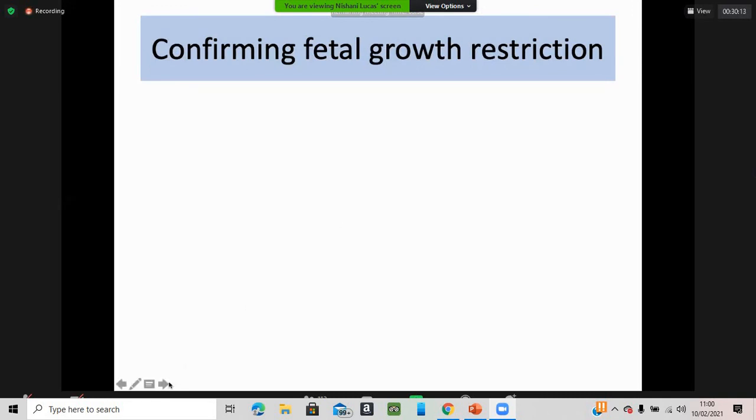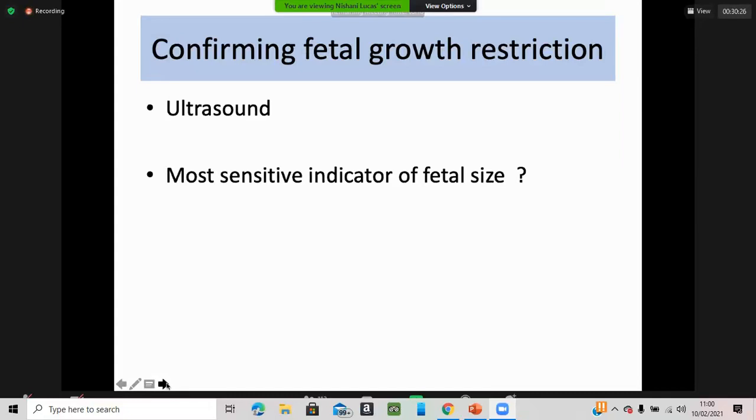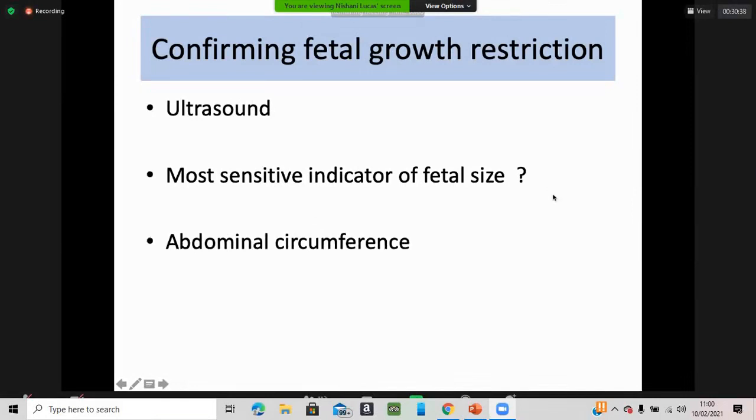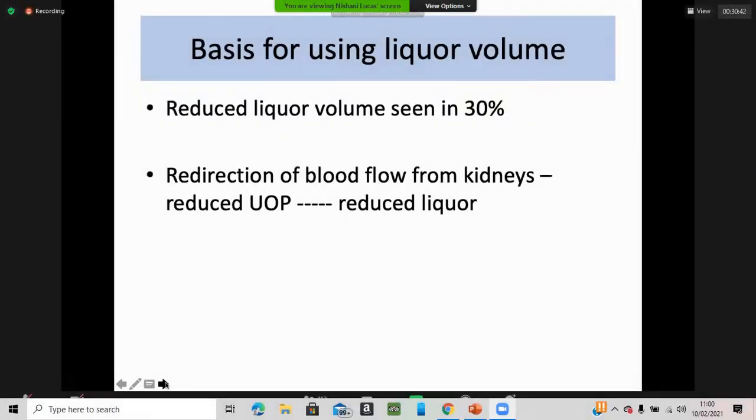So not your routine mid-T scan or your dating scan. You do another ultrasound scan and you have parameters like head circumference, femur length and all of those. Yeah, very good. So we can use the ultrasound to confirm fetal growth restriction. Then again, as your colleague mentioned, at different times, there will be different measurements that are more sensitive. So the most sensitive indicator of fetal size has been found to be the abdominal circumference, right?